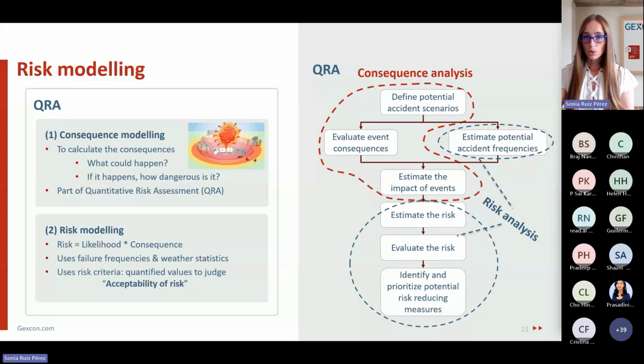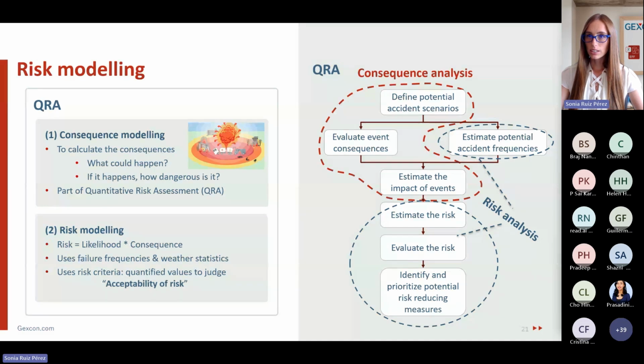Risk modeling is a key component of quantitative risk assessments, what we know as QRAs, which follows consequence modeling to quantify risk. So in step number 1, we have consequence modeling, which focuses on assessing the potential consequences of an accidental release. And in step number 2, risk modeling, it involves quantifying risk using factors like failure frequencies, weather conditions, and population distribution to determine if risks meet regulatory safety standards.